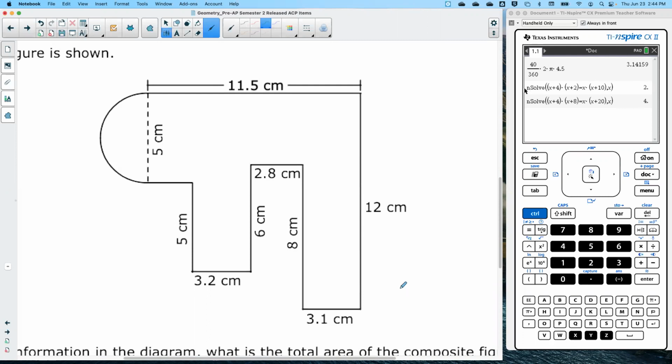It's around 110.7. The closest one to that is... No, actually, I take that back. You're supposed to do it something like that. I take it back. So basically, find the area of that composite figure.